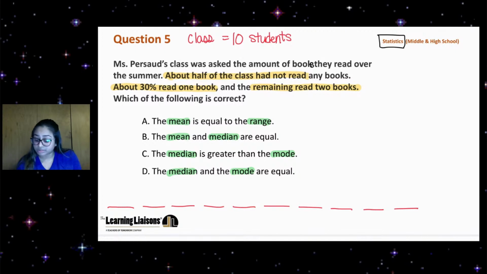All right, so let's start with the first part. It said about half of the class had not read any books. So what is about half? Well, it's as close to half as we're going to get, right? We don't know if it's less than half, how much less than half, how much more than half, so we're going to go with just half. So if we have about half of the class, well, I know half of 10 is 5. So I know that 5 students had not read any books. 1, 2, 3, 4, 5.